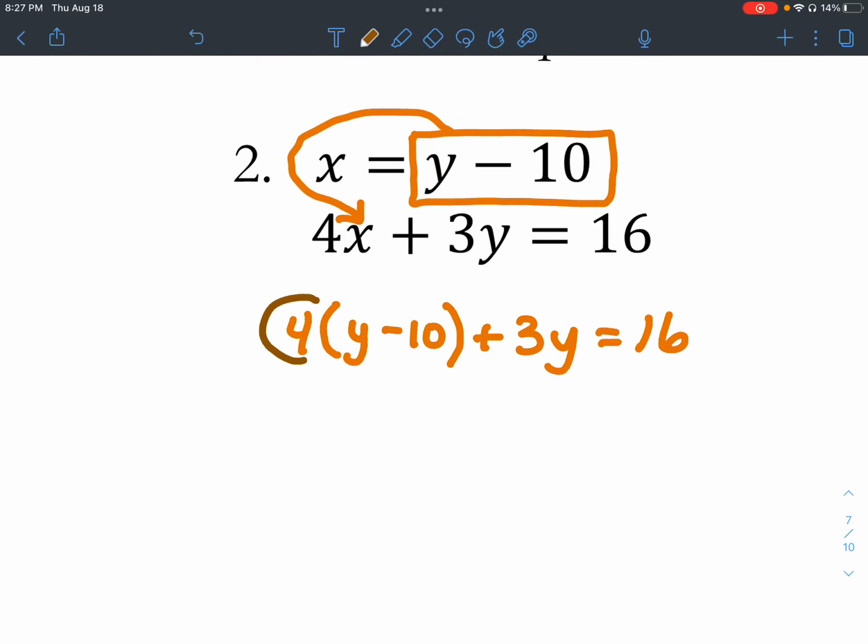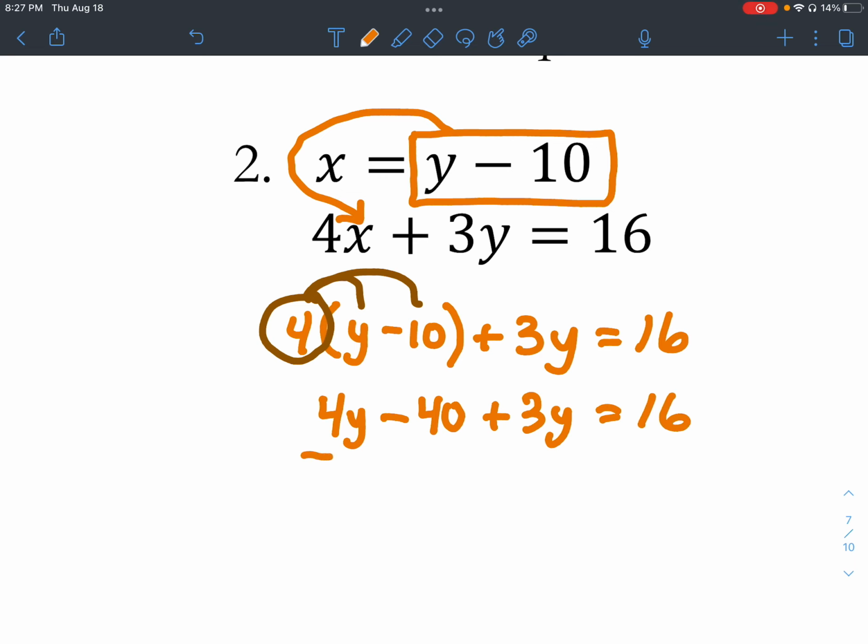There are no more x's in this equation, so now we are just left with solving this pretty normally. We're going to take that 4 and distribute it in. We have 4y minus 40 plus 3y equals 16. I can combine the 4y and 3y to give me 7y.